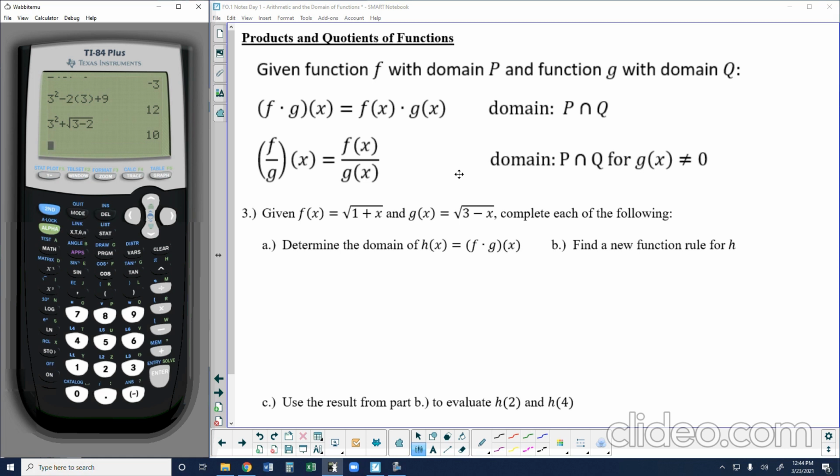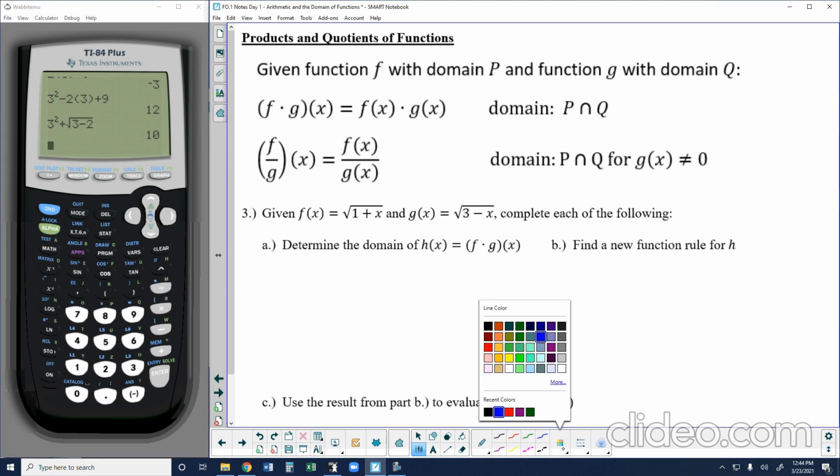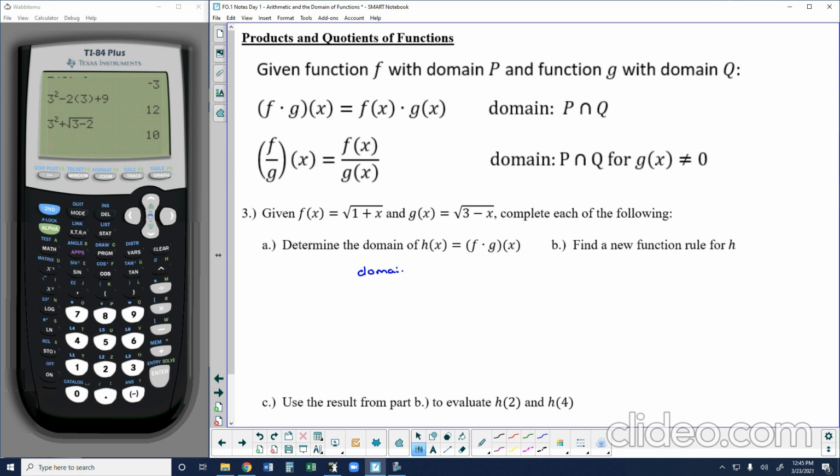But the domain is where we have to be careful if it's a division problem. If it's a division problem, we have to make sure that there is not a 0 in the denominator. So we're going to see an example like that. Let's go ahead and take a look at example 3. It says determine, for A, the domain of h of x if h of x is f times g of x. Now we have f and g of x listed above.